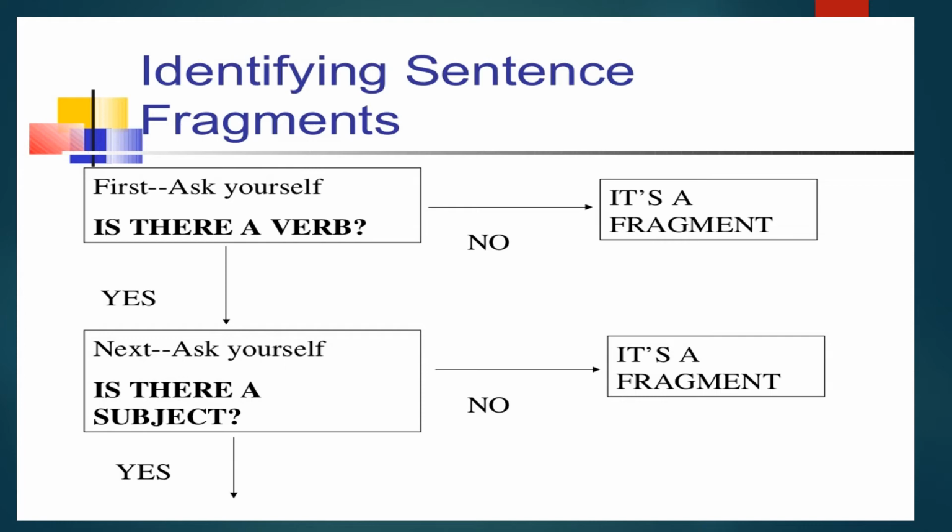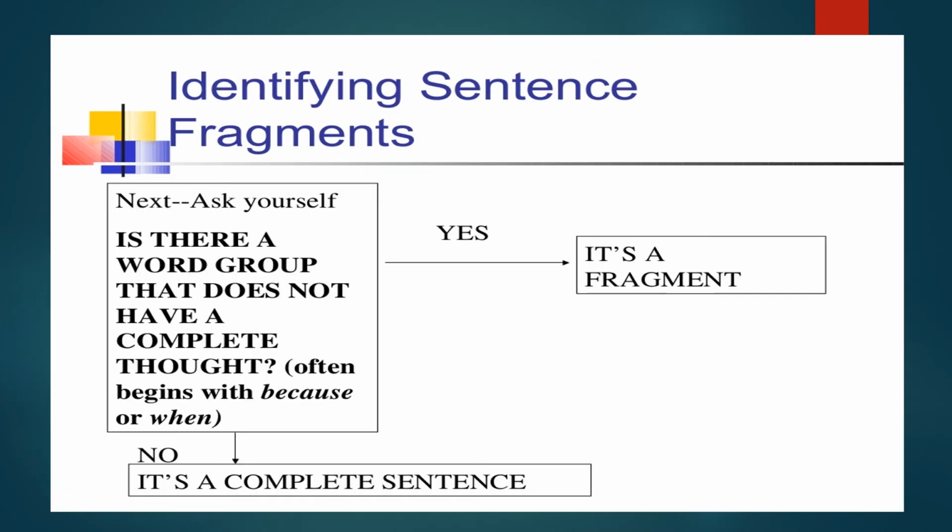If there is a verb in the sentence, then we move to the next step, which asks us if we can identify a subject in the sentence. If we are not able to identify a subject, we'll shift it to the category of a fragment. But yes, if we are able to identify the subject, then we'll move to the next step. So the next step starts.